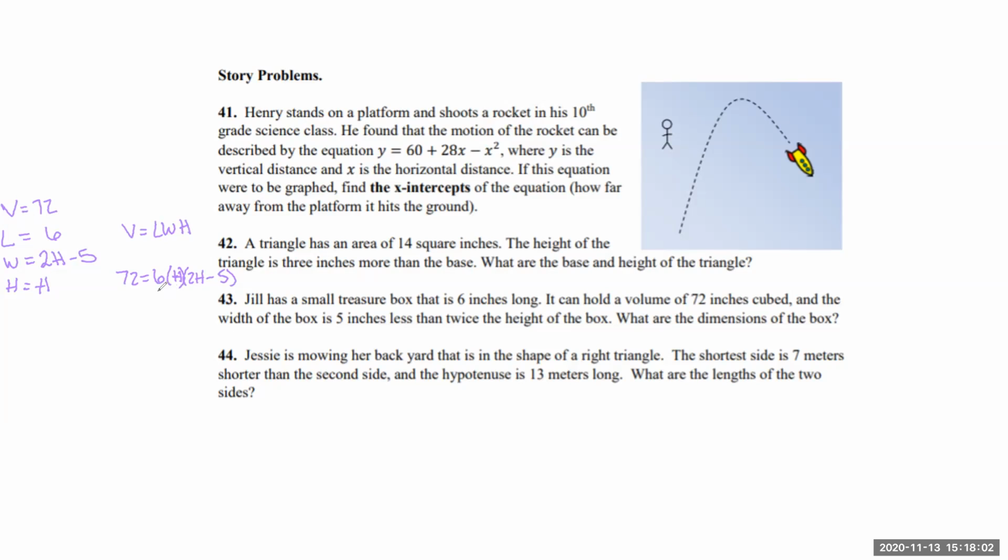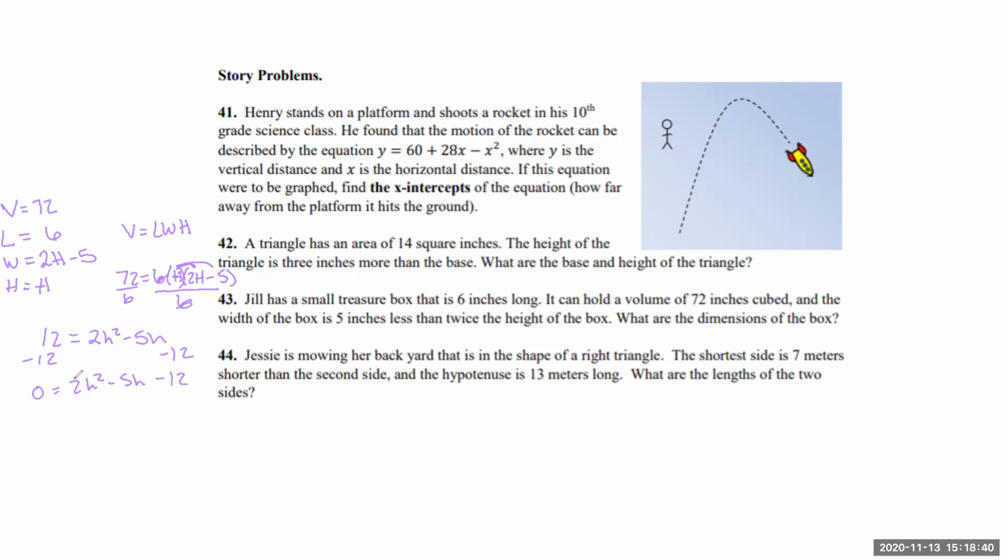So to start off, I'm probably going to divide everything by 6 because it's a little bit easier to work with. Let's see, 72 divided by 6 is going to be 12. It's a lot easier to work with 12 than some bigger numbers that we would have to deal with. And then we're going to distribute that H inside. So we have 2H squared minus 5H. Okay, and then we're going to get one side to be 0. So I'm going to subtract 12 on both sides, and we're going to get 0 equals 2H squared minus 5H minus 12.